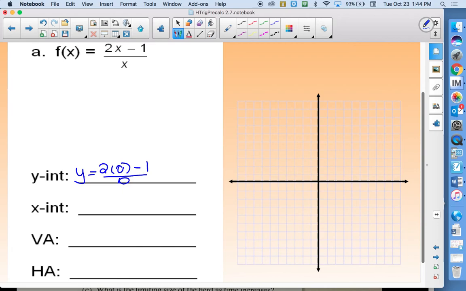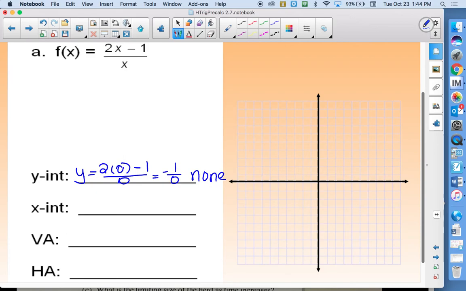So Brandon, what happens with this one? You can't do it. Why not? Because you can't divide by 0. Right, we end up with -1 divided by 0. What does that mean about the y-intercept then? There isn't one. So there is no y-intercept. Make sure you write none, or that it doesn't exist, or undefined.